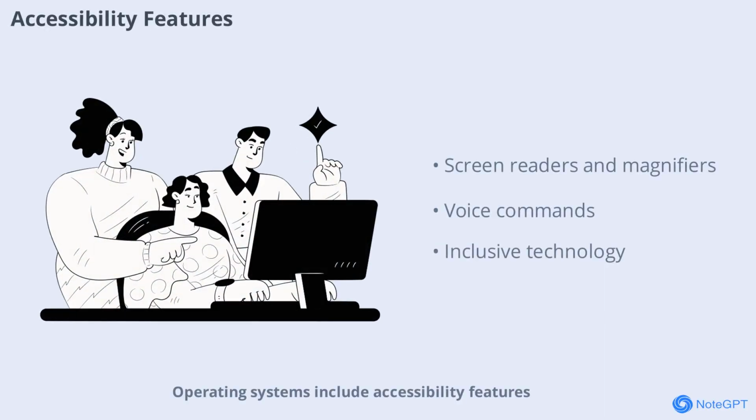Operating systems include accessibility features to help users with disabilities. These features might include screen readers, magnifiers, voice commands, and high-contrast modes. The OS ensures that everyone can use technology regardless of their abilities. Accessibility options are continually improving, making devices more inclusive and user-friendly.